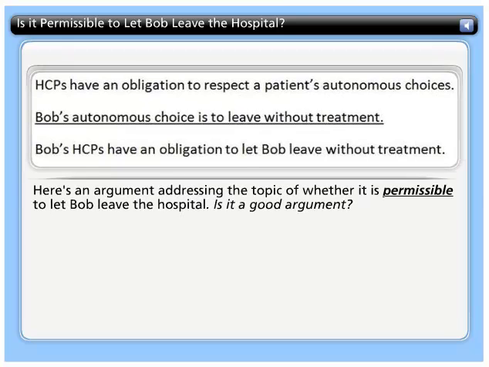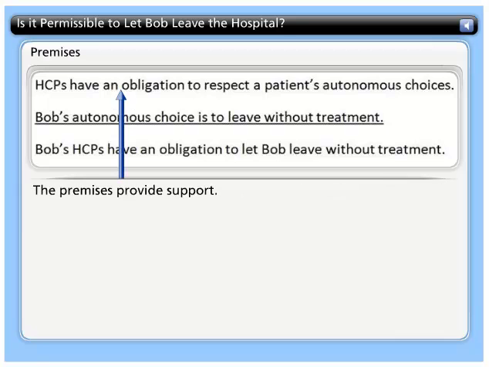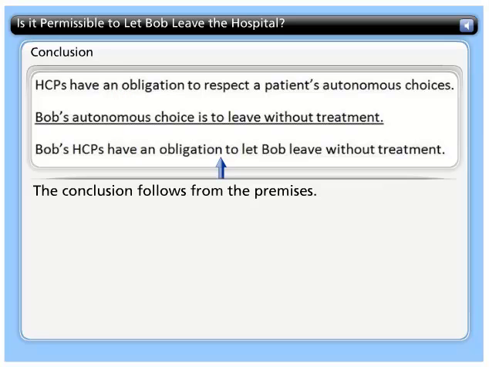Now let's think about addressing the ethical question: is it permissible for the healthcare professionals to let Bob leave the hospital? We must respect autonomous choices. It is Bob's autonomous choice to leave without treatment. Therefore, Bob's healthcare providers, abbreviated here to HCPs, are obligated to let Bob leave without treatment. That seems like a pretty good argument. The premises tell us about the healthcare provider's obligations, and everything seems to be connected pretty well. We can see how the premises support the conclusion.